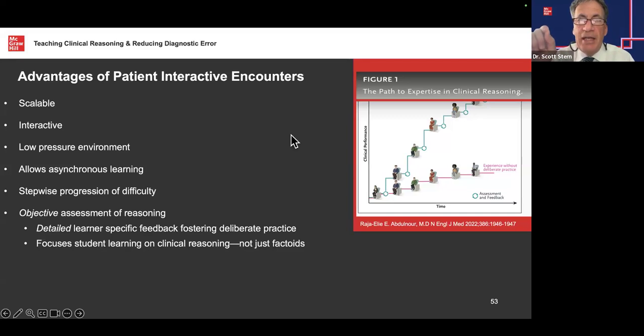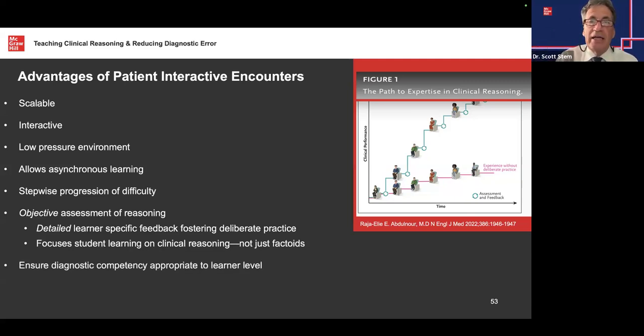This focuses then the students on clinical reasoning, not just factoids. How many of your students are saying, I want to go to Q banks, I want to just run questions? That won't work for these sorts of cases where students have to really think and process the information. We need to get them away from learning factoids to really understanding how to reason. And this is a way to do that. It would ensure diagnostic competency appropriate to their level.